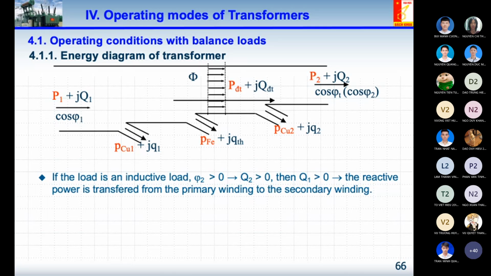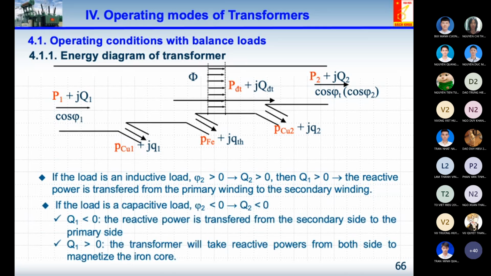And now if we want to support the cos phi of the transformer, or in other words if we want to increase the cos phi of this transformer, we have to take reactive power from the electrical system, or otherwise we have to design a capacitor for this machine.